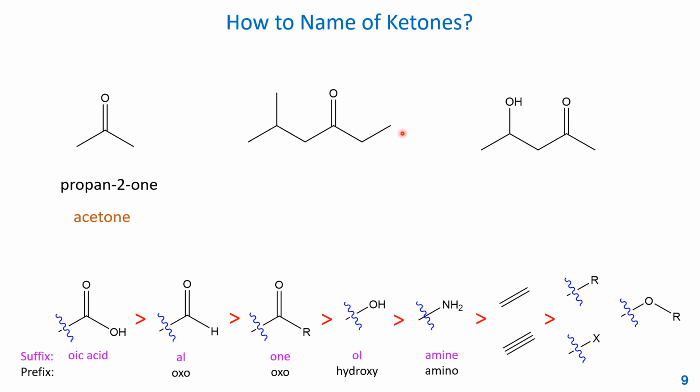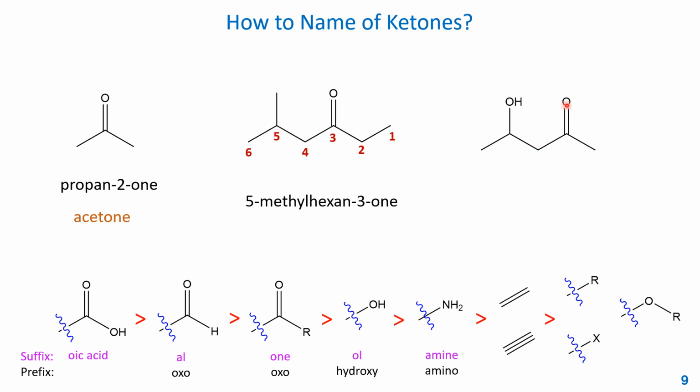Now this is a more complicated ketone, so we need to number 1, 2, 3, 4, 5, 6. Again, we want a low number for the carbonyl here, the ketone, which is higher priority than alcohol even. And the methyl is on carbon 5, so that's 5-methylhexan-3-one. 3 is the location of this ketone.